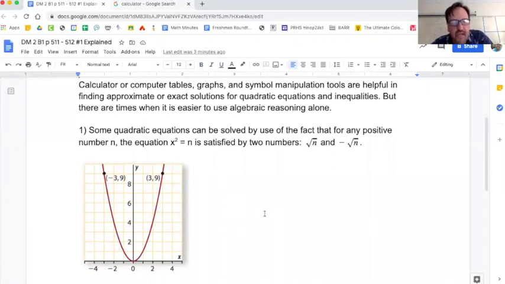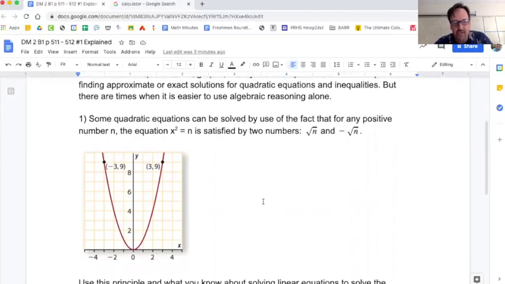Sometimes you got to get it into the correct form. Let's say we're looking at an equation like x squared minus 9 equals 0. Given that equation, the way that we would solve it might be to add 9 to both sides, giving us the new equation, x squared equals 9.